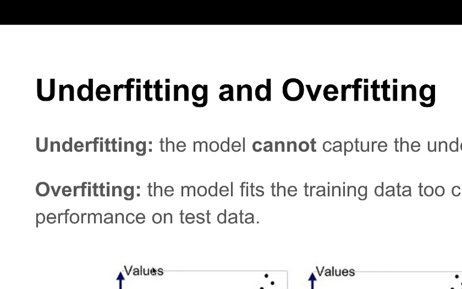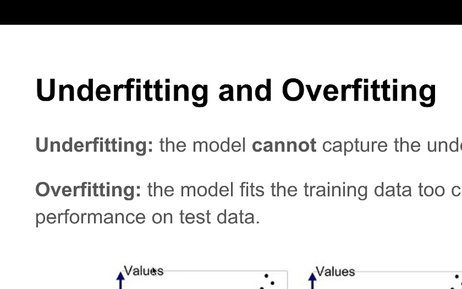So there's this whole idea of underfitting and overfitting. Underfitting is when the model cannot capture the underlying trend in the data. So say your data points are like this, right? But what your model learned is a relationship like this. But that's not the exact relationship that you wanted to learn, because you wanted to learn a fit like this, right? Where it passes through pretty much all of the points.